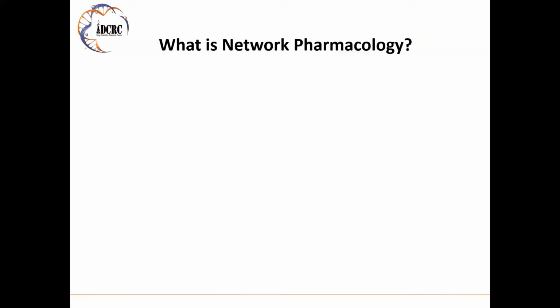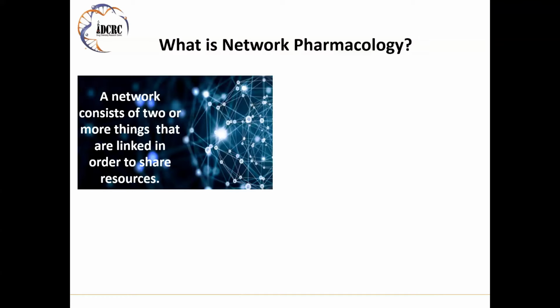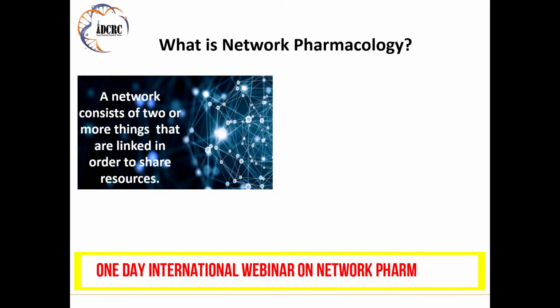First, let's get started with the definition of network pharmacology. A network generally consists of two or more things that are linked in order to share a resource. A network can be anything, like a social network in which two or more people interact with each other so that they can share resources or information. It is a kind of network. Like this, we have a biological network inside our body as well.